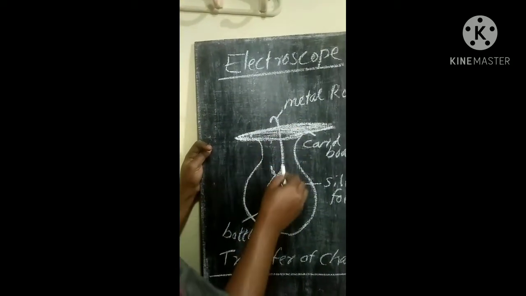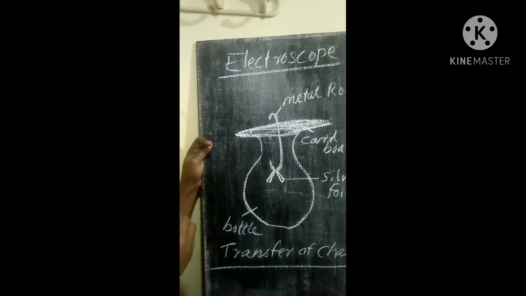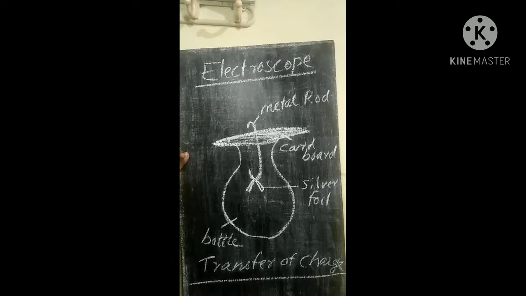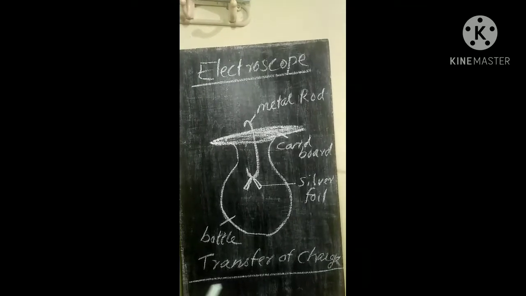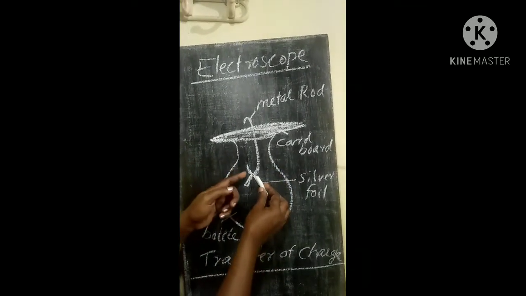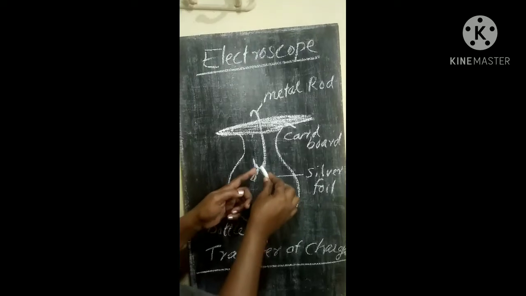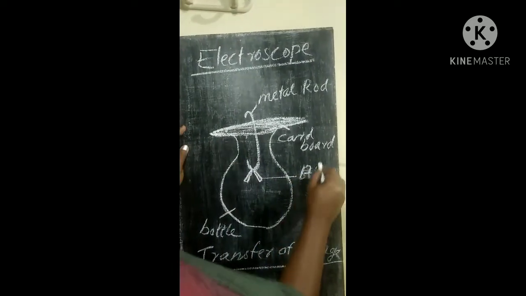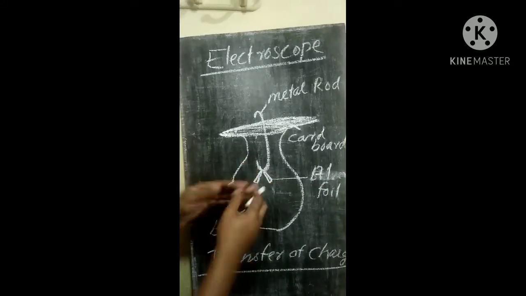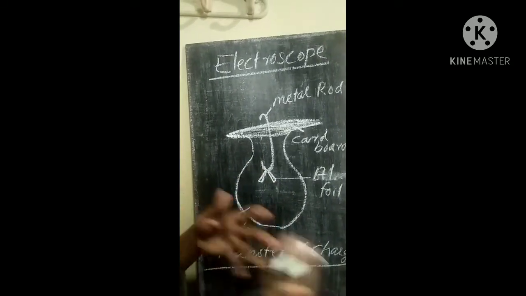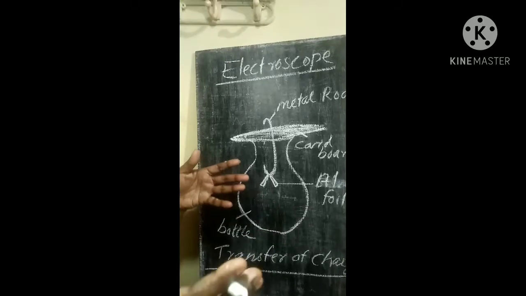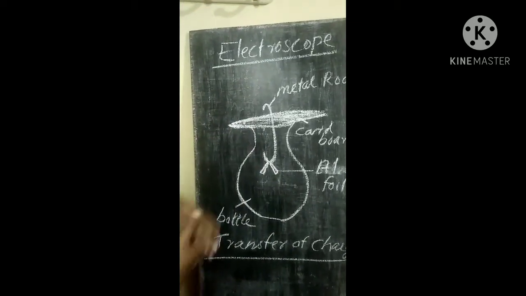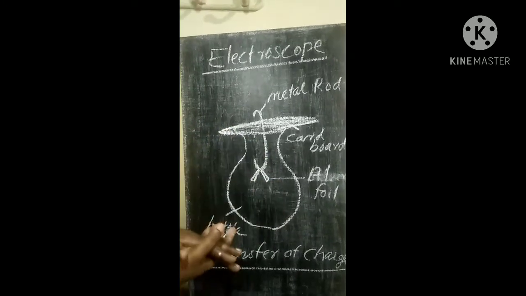This is the metal rod having a hook at the bottom end, and two strips of aluminum foil. We can use silver foil or gold foil, whatever it may be, but in the textbook it is given aluminum foil, so I am using the same strips of aluminum inside the bottle.